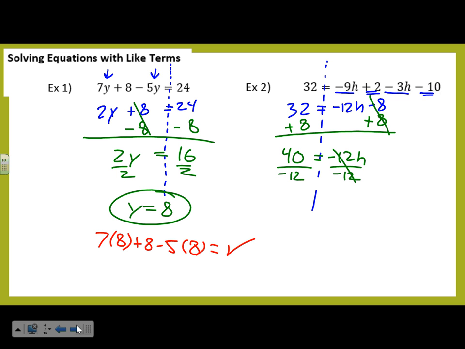40 divided by negative 12 is negative 3.33 repeating. Just making sure. Okay. Make sure I didn't make any mistakes. I still probably did because I do that, but good to check.